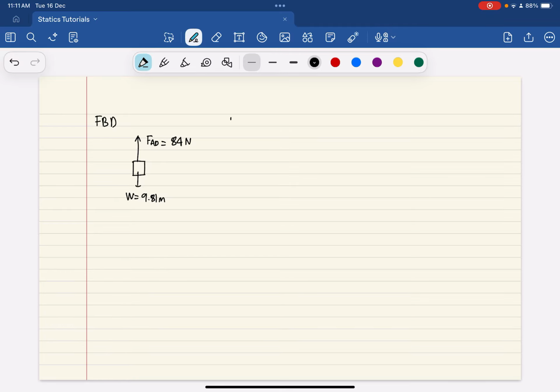We take, of course, the convention where X positive is going to the right, Y positive is going upwards. So the summation of Fy equals 0 because the block is not moving, it's in equilibrium. So we know that 84 minus 9.81 M equals 0. Then 9.81 M equals 84. Thus, M equals 84 divided by 9.81, which is 8.56. So the mass of the block is 8.56 kg.